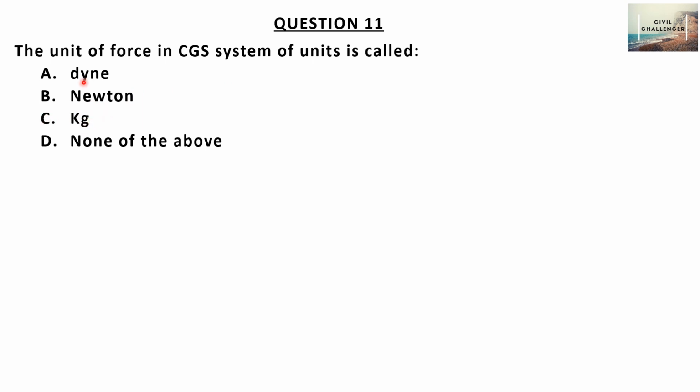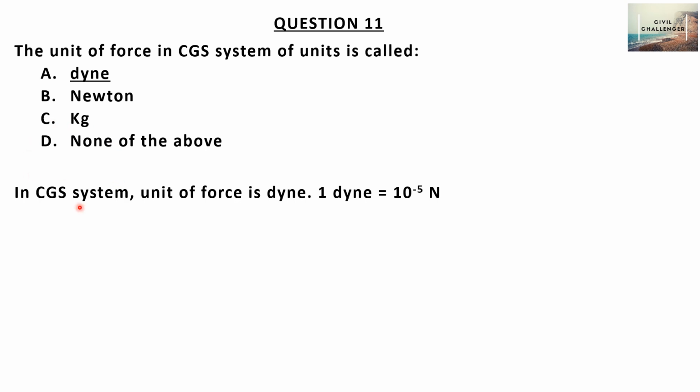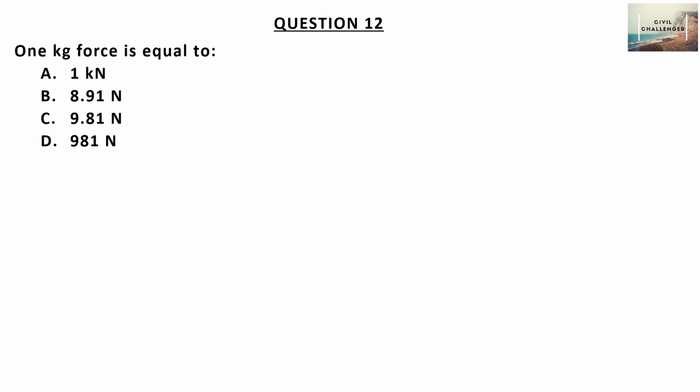Now the next question is, the unit of force in CGS system of units is called option A, dyne, option B, Newton, option C, kilogram, option D, none of this. We already have seen that the unit of force in CGS system is dyne. Therefore, the correct answer is option A, dyne. The unit of force in CGS system of units is dyne, and 1 dyne is equal to 10 to the power minus 5 Newton.